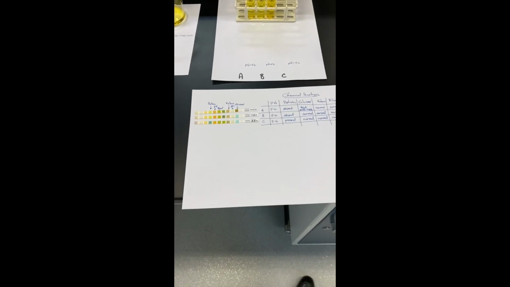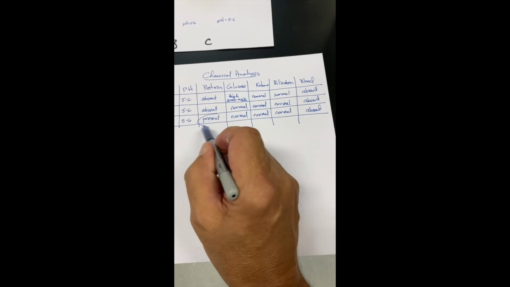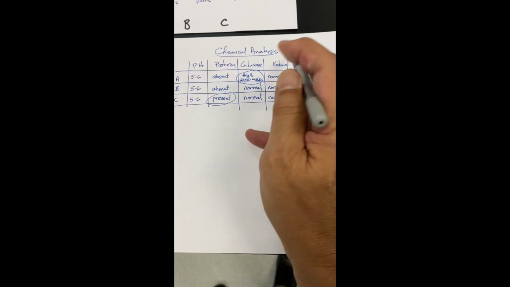So here's the chemical analysis of all 3 strips. Okay, we can see here that there is a high concentration of protein in C. We can see that we have a high level of glucose in A, and everything else is normal or absent in B.